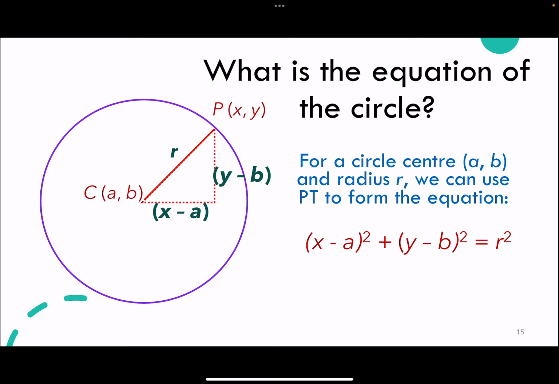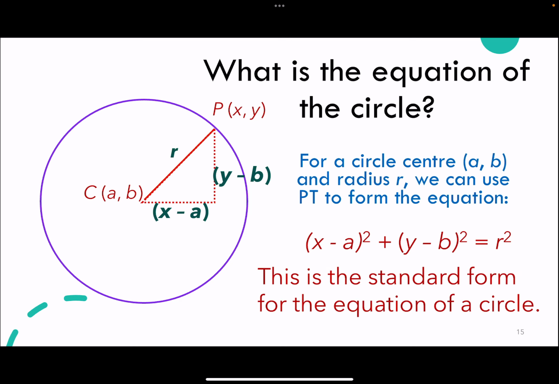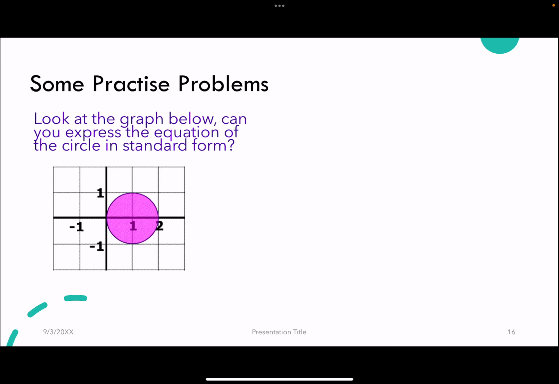Alright, so hopefully this has been quite helpful. Now, what can we do next? Let's practice. Okay, now we have a circle here, and you can see I purposely did not choose the circle with the center at 0, 0. So how can we express the equation of the circle in standard form?